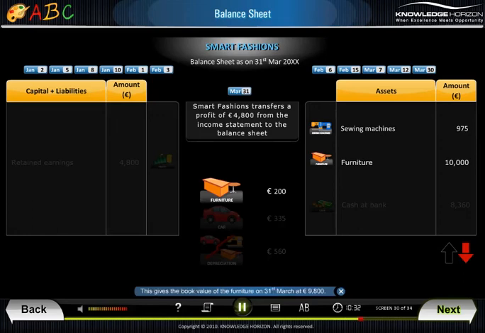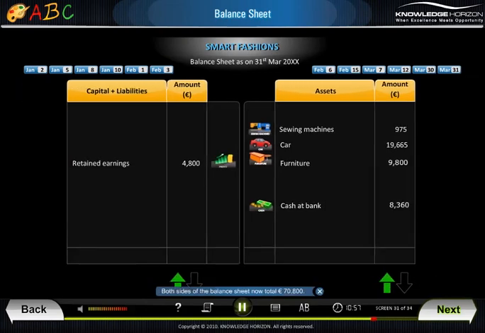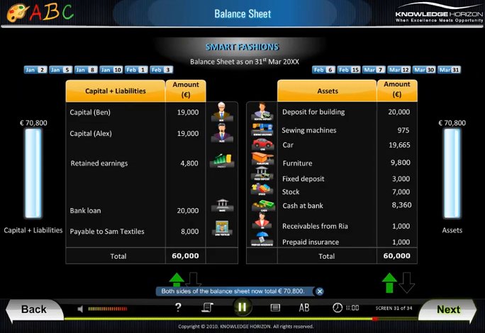This gives the book value of the furniture on 31st March at €9,800. Finally, the depreciation on the car of €335 is deducted from its historic cost of €20,000. This gives the book value of the car on 31st March at €19,665. Both sides of the balance sheet now total €70,800.